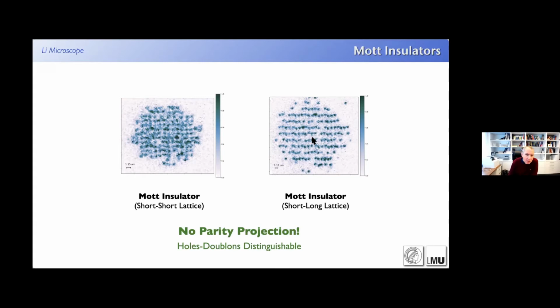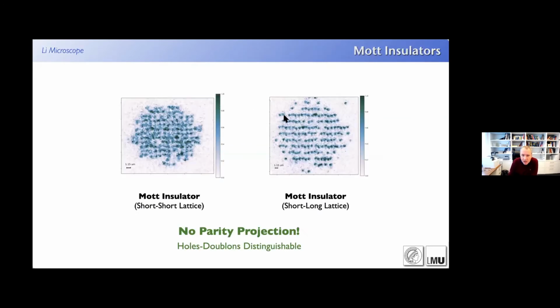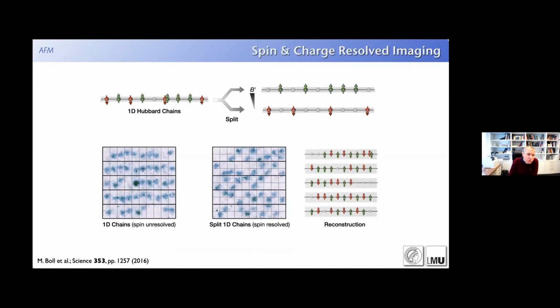And now we can make use of this system to have a spin resolved detection in the following way. We can do the following trick. Let's imagine you have a one-dimensional chain like this one. Let's take a 1D chain here, and you want to see now where are the spin ups and downs in the system. So in order to do that, you take this 1D chain that we have here, and you make each lattice site here, you split into 2 lattice sites.